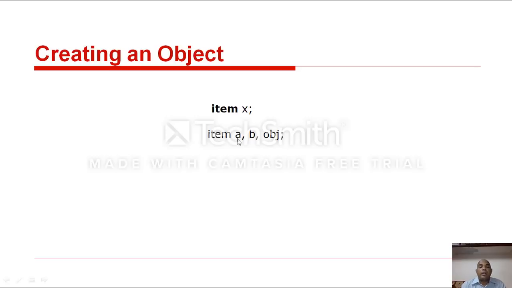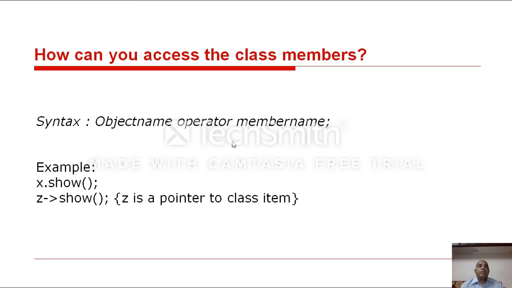Item is a class name, and the data type is class. Then a, b, and obj: these three are the objects of this item class. Then a, b, and obj occupy equal-length memory blocks. Clear, all of you? Then this is the general syntax of calling member functions through an object.